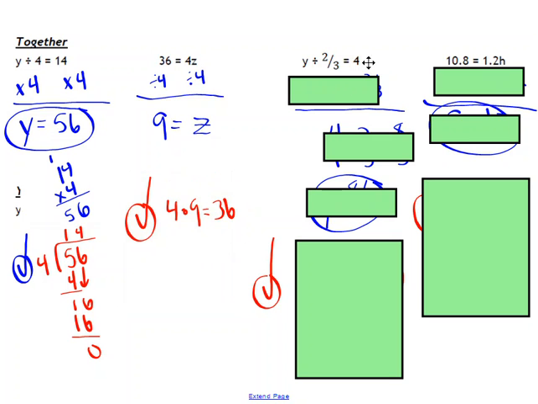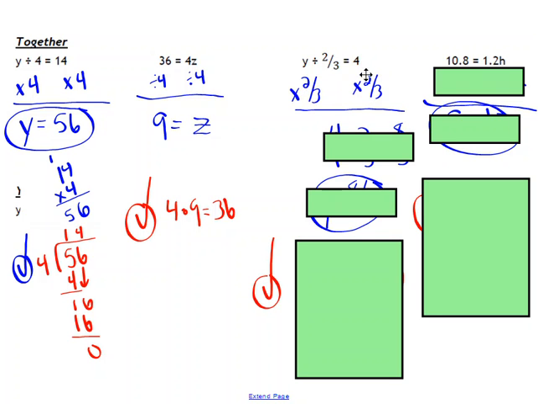In the third example over here, now we're doing a division by a fraction. So y divided by 2/3 equals 4. Well, how do we get rid of dividing by 2/3? We do the opposite, which is multiplying by 2/3. So I multiply both sides by 2/3. Now, these will cancel because that's what inverse operations do. They cancel out dividing by 2/3.